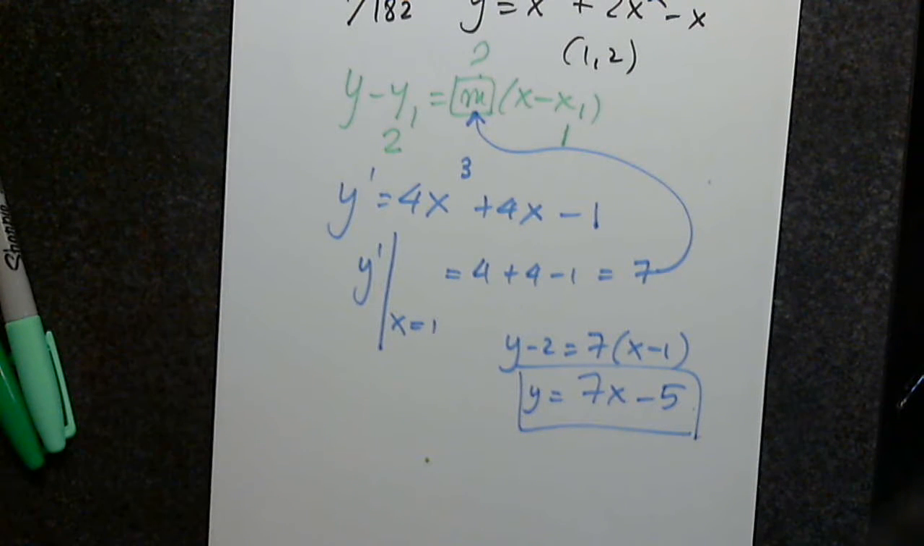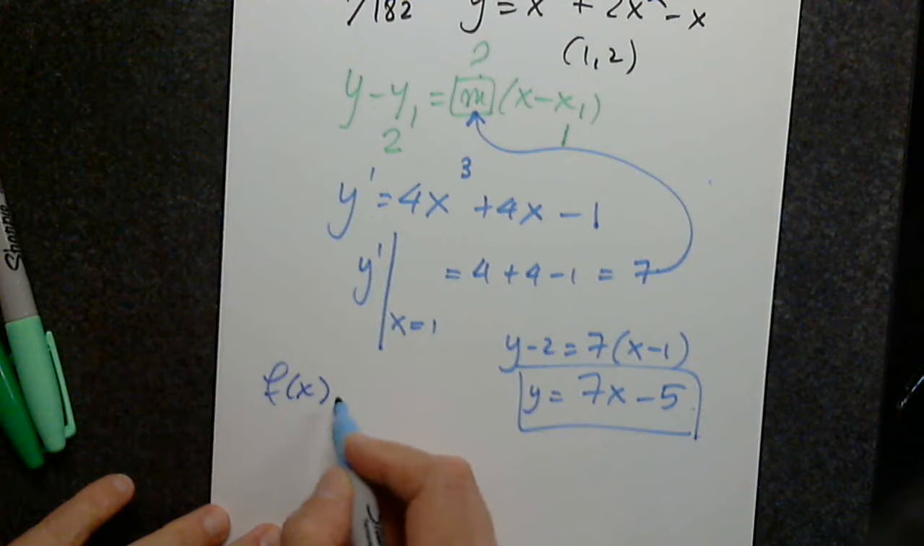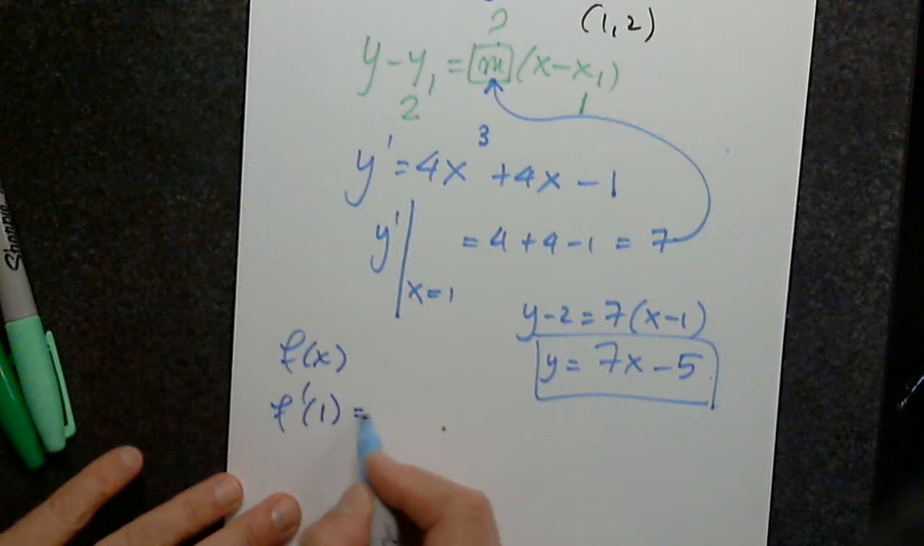Okay, yes, please. I was going to say if the equation was f of x instead of y, you would have written f prime. Yes, yes. If I had f of x, yes. If I had f of x, I would have written f prime of 1.